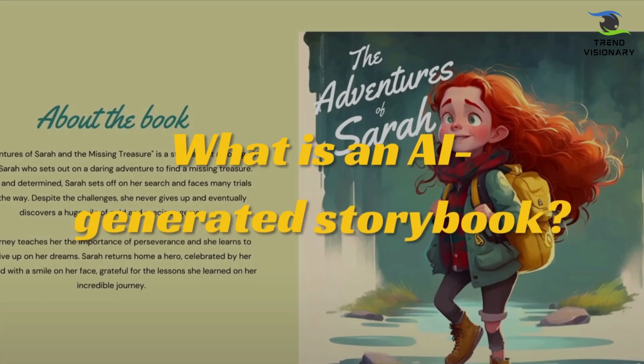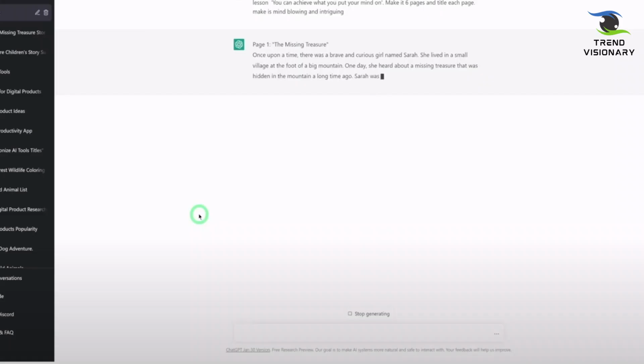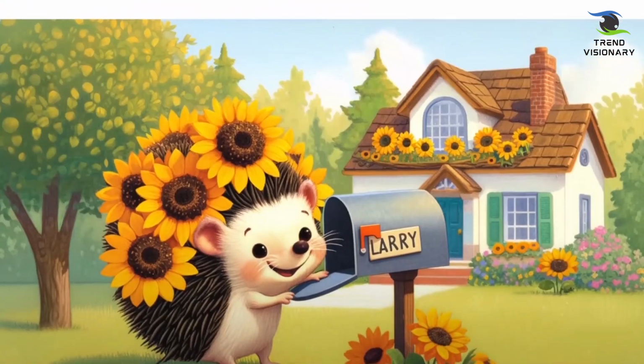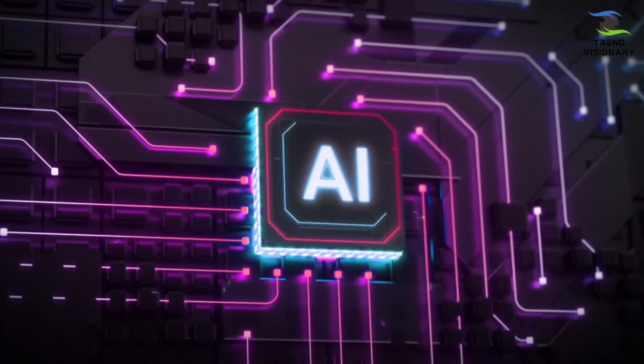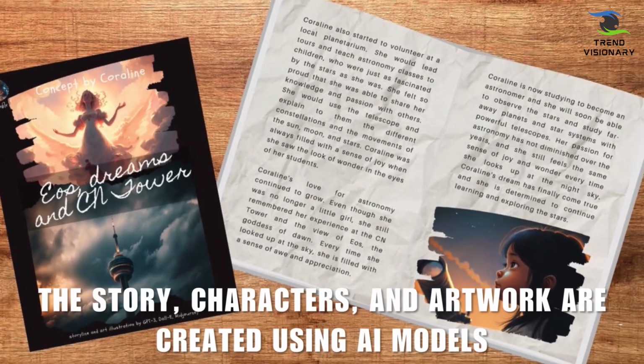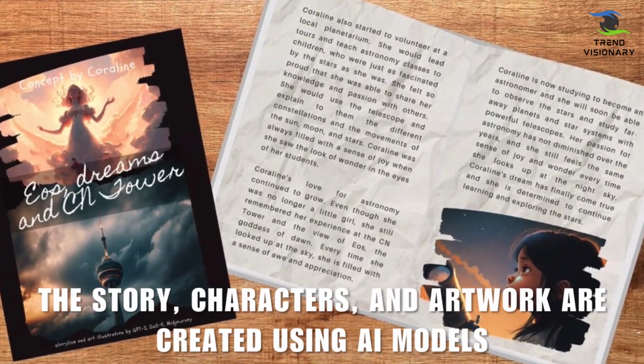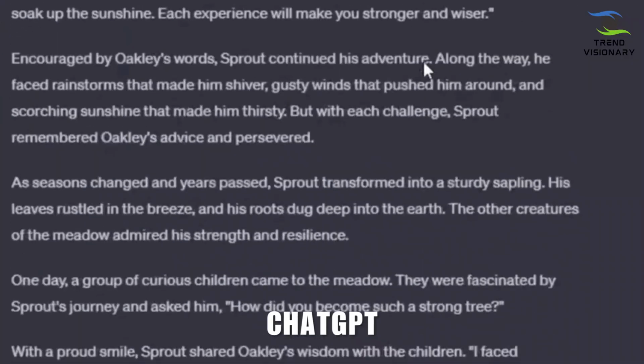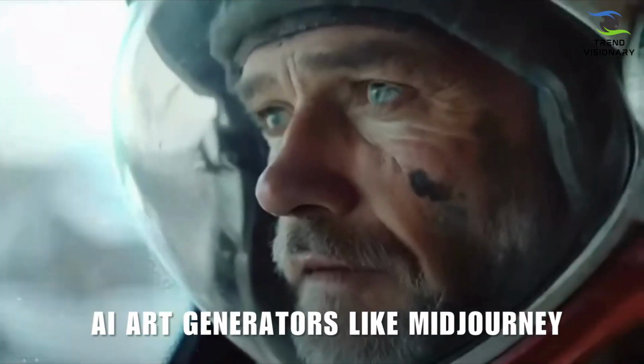What is an AI-generated storybook? A book in which text and graphics are produced by artificial intelligence technology is known as an AI-generated storybook. The story, characters, and artwork are created using AI models, such as ChatGPT and AI art generators like Midjourney.